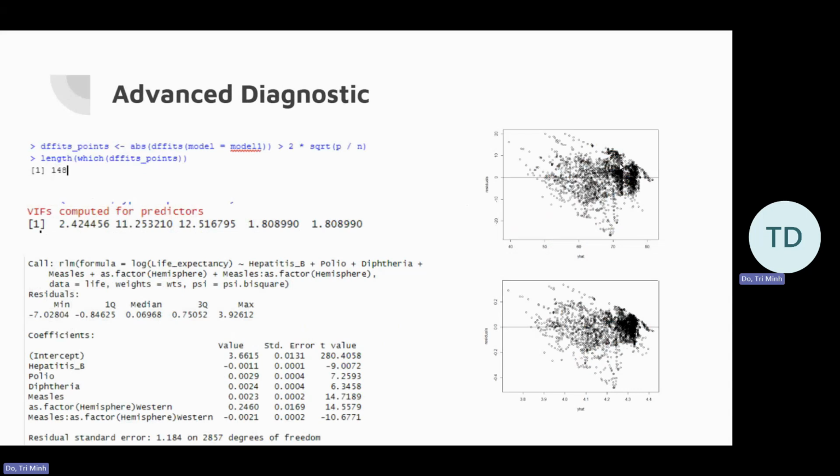In addition, we also check for influential points, which suggests that there are 150 influential points over 2,800 observations. Also, the VIF demonstrates that there is an issue of multicollinearity between diphtheria and polio. To mitigate this issue, we decided to use a robust regression and weighted least squares combination on the log transformation of Y.